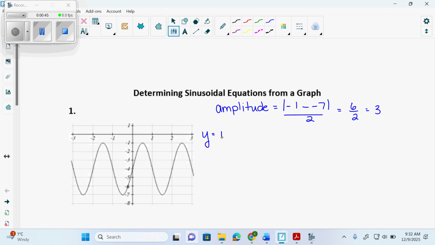So I'm going to get y equals positive 3 sine, y equals -3 sine. Why am I making you do all 4? Because I can ask any of them, and if you're only good at cosines, good luck.